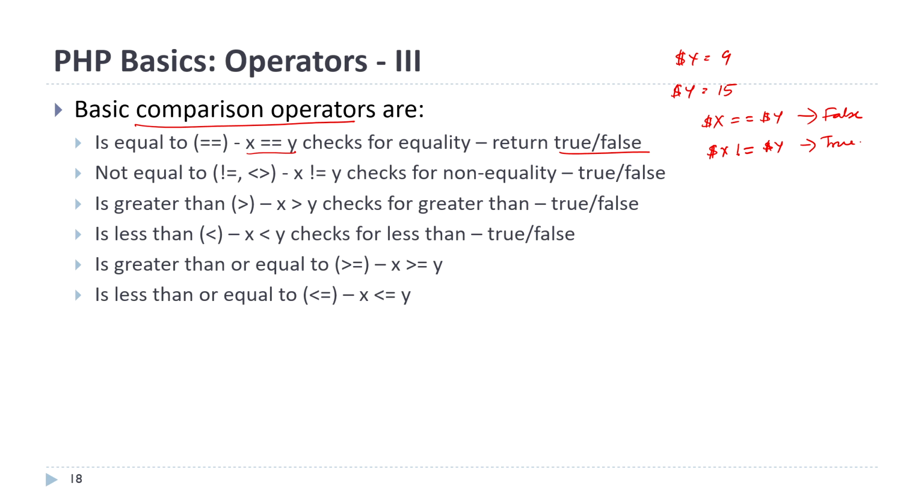Then if I say $x greater than $y in this case, which is 9, is 9 greater than 15? The answer is no, it is not true, so it is false. If I do $x less than $y, it will be true. That is the other aspect of this. Then greater than or equal to, or less than or equal to, is another condition. If you say that in a loop condition or something, we use it to check whether the value is less than or greater than, that is useful.